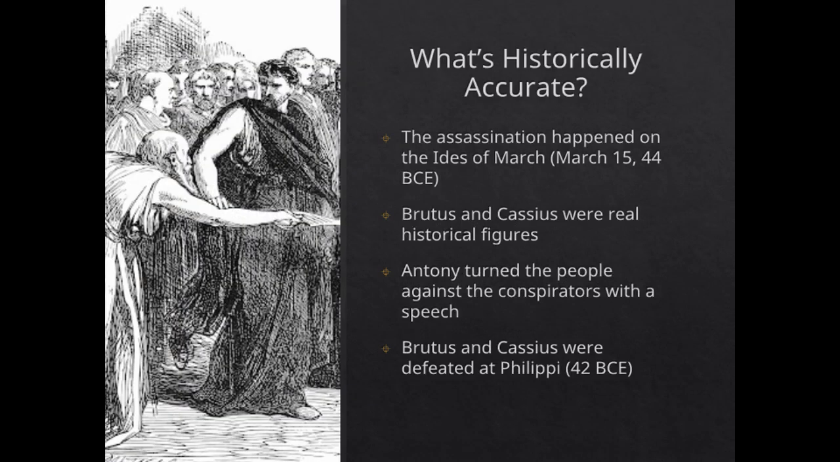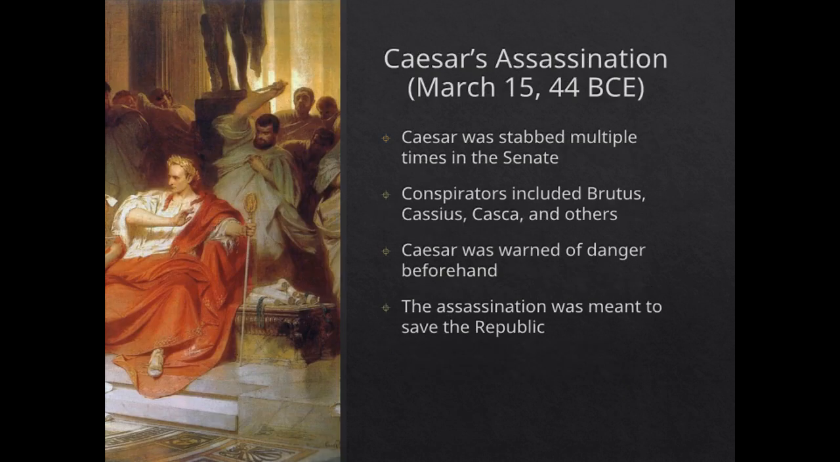Shakespeare closely follows history in many ways. The assassination of Caesar really did happen on the Ides of March, and Brutus and Cassius were real historical figures who took part in the plot. After the assassination, Antony successfully turned the Roman people against the conspirators, and Brutus and Cassius were ultimately defeated at the Battle of Philippi. The murder of Julius Caesar was a real historical event.